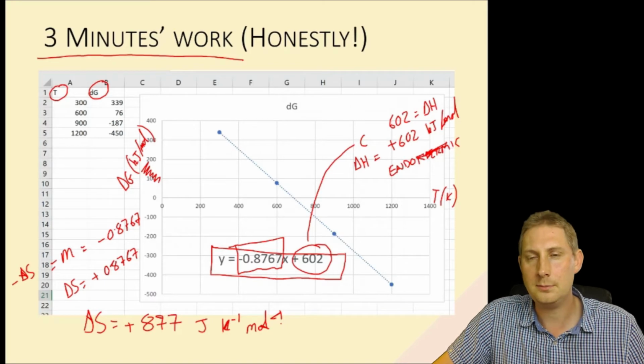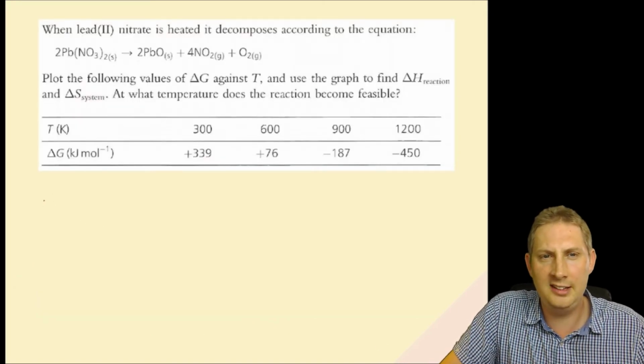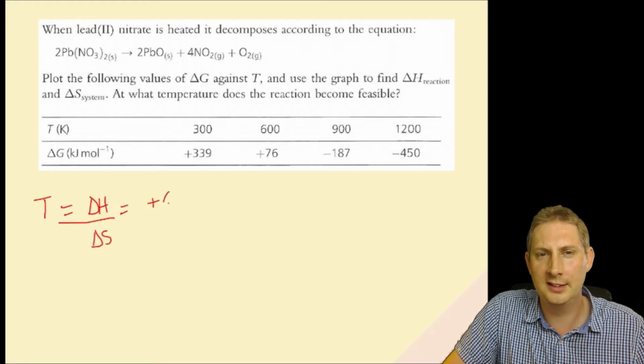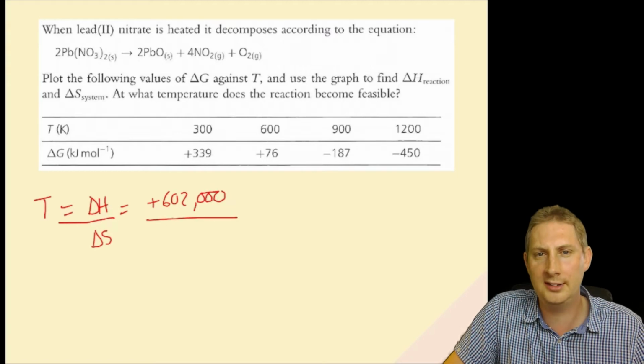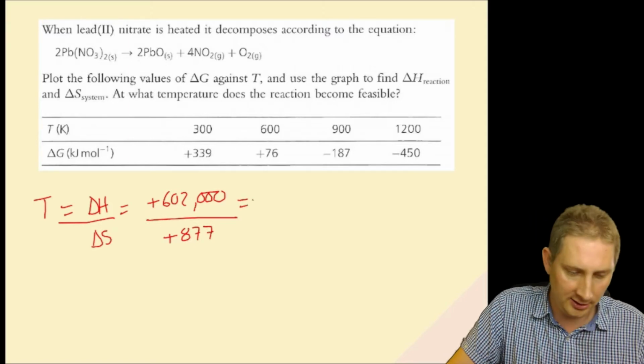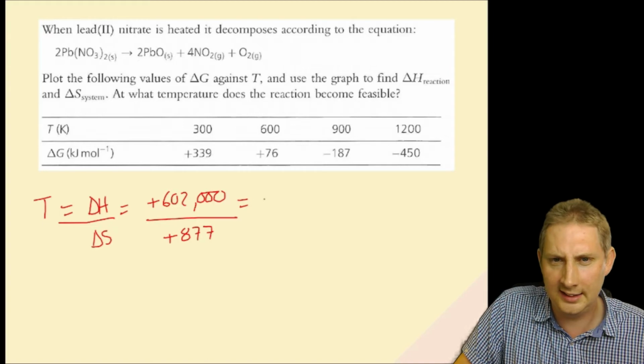Okay. The final question here is, at what temperature does the reaction become feasible? Well, T equals delta H over delta S, which equals plus 602,000. Remember, we must have it in the same units, over delta S, which was plus 877, and that gives an answer of 686 Kelvin.